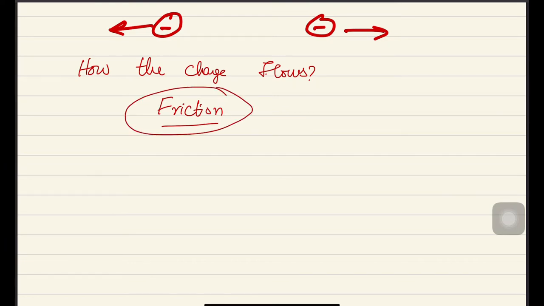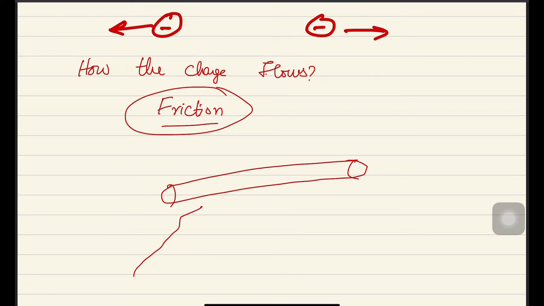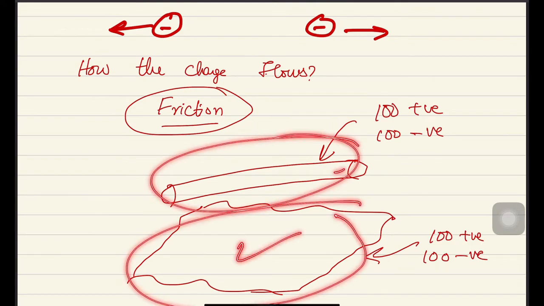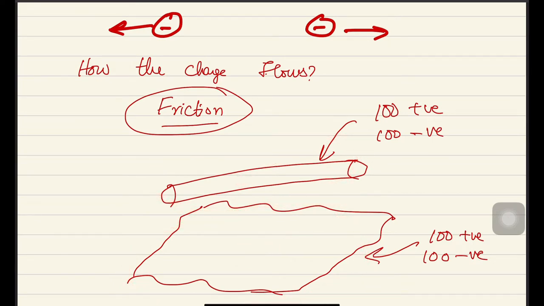For example, if we have an insulated rod and we rub this insulated rod on a piece of cloth, let's suppose there are 100 positive charges and 100 negative charges on this rod, which means that initially this rod is neutral. An object is neutral if it has an equal number of positive and negative charges. Also, let's suppose this cloth also has 100 positive charges and 100 negative charges. So initially these two objects are neutral, the piece of cloth and the glass rod. We are talking about insulators here. I'll explain in detail later.